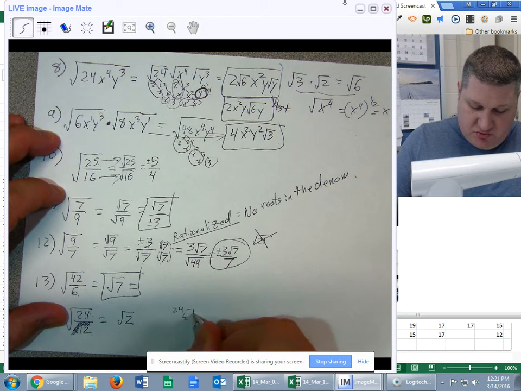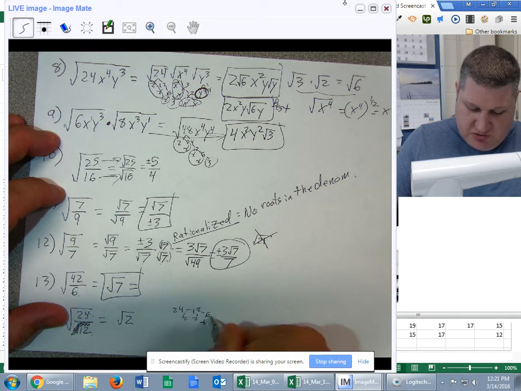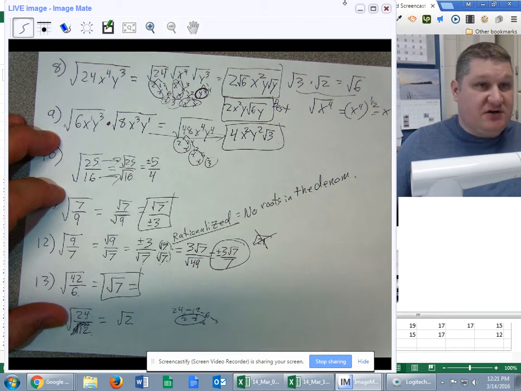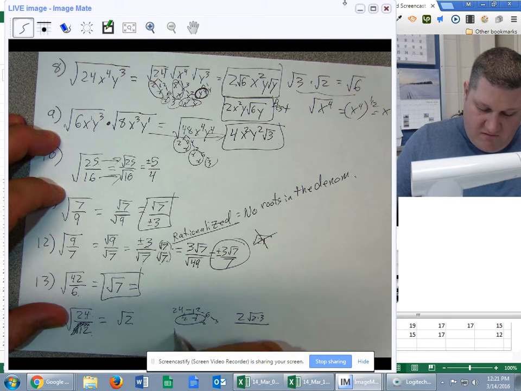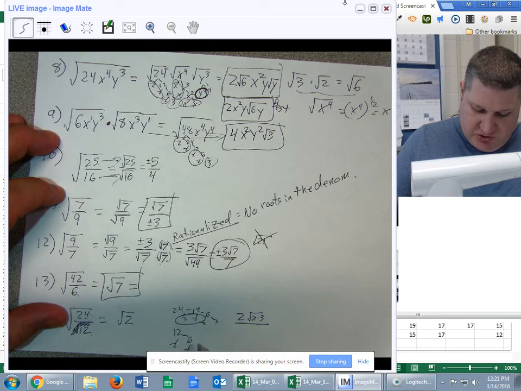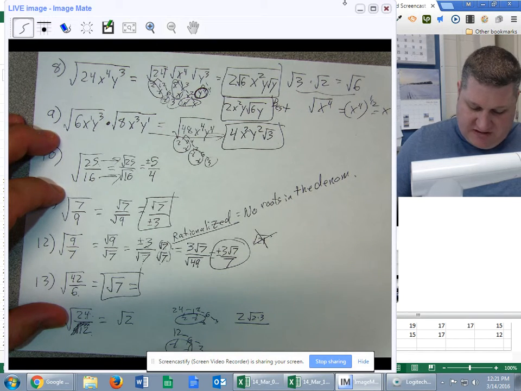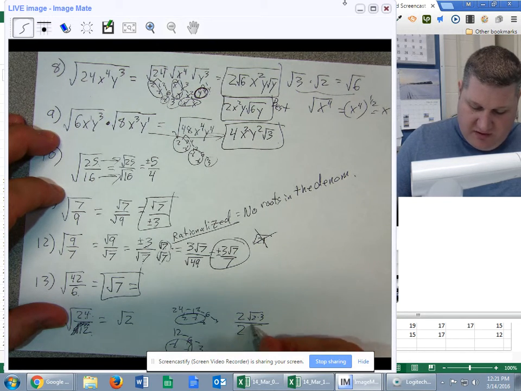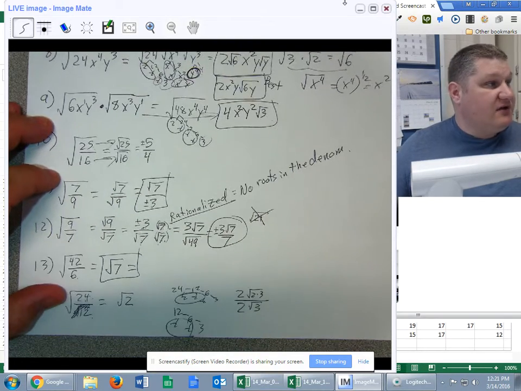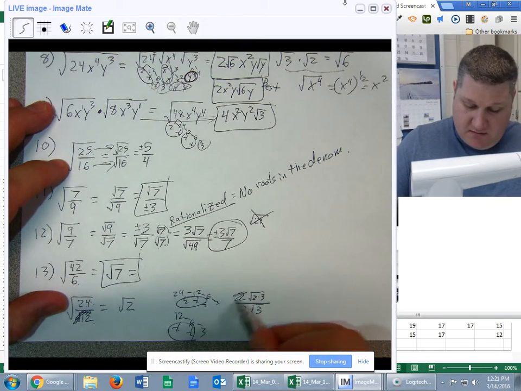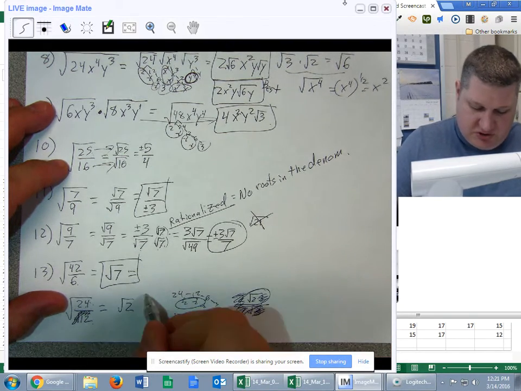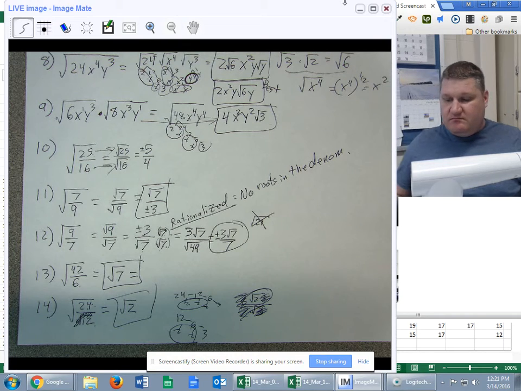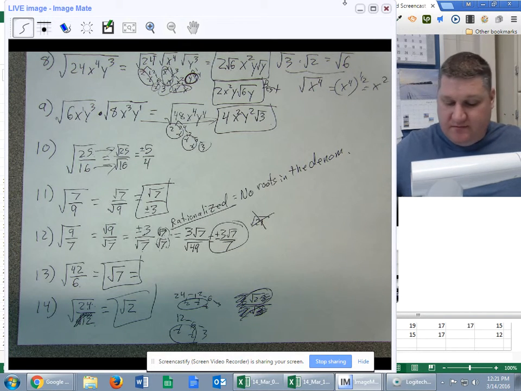24 is 2 times 12, 2 times 6, 2 times 3. I get a pair of 2's with a 2 times 3 left underneath. 12 is 2, 6, 2, 3. A 2 comes out front with a root 3 left over. What can I reduce? The 2's and the root 3 is leaving root 2. There you go. So that is just basic roots.